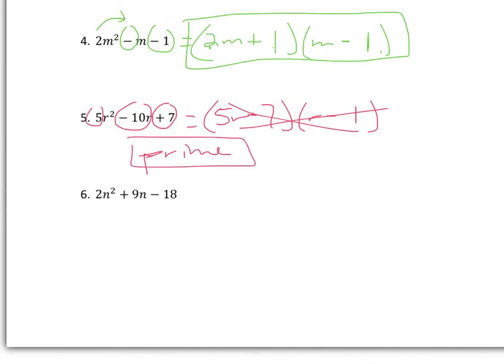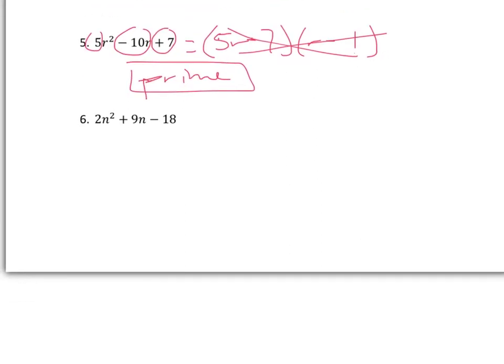Okay, quadratic. And last problem here. Last problem is 2n squared plus 9n minus 18. Okay, this 2, we got to make sure that's in there. Luckily, once again, there's only one way to do it, 2n and n, so we can start there. Now we have to multiply to negative 18, which means we got opposite signs, and add to positive 9.